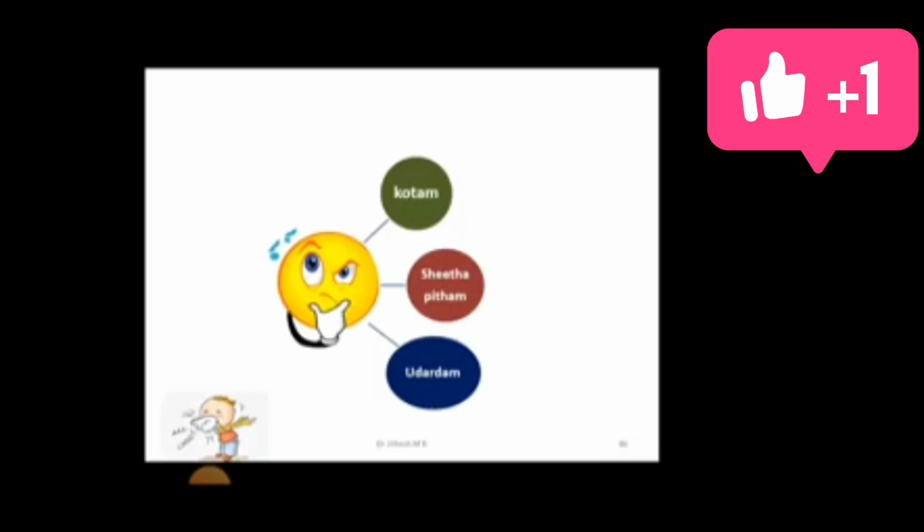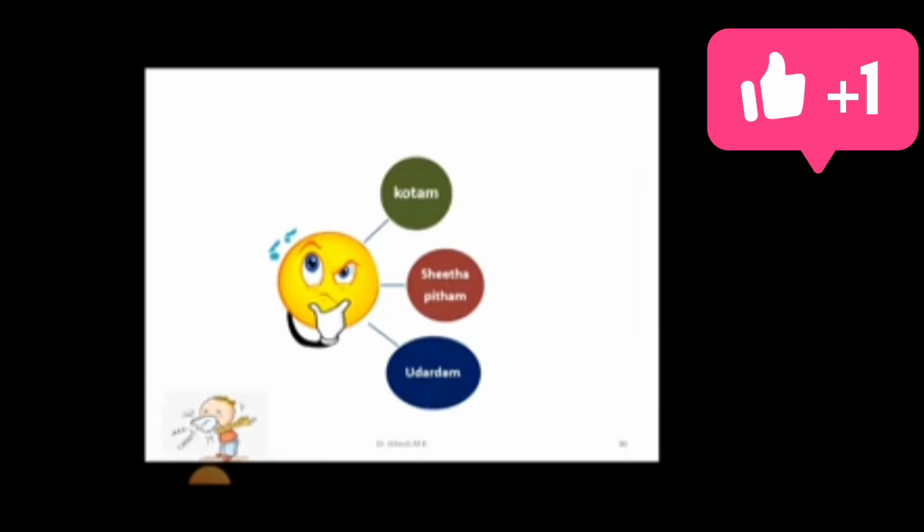So, how can a medicine work when Kotha is Vata predominant, Sita Pitta is Pitta predominant, and Udarda is Kapha predominant? How does a single drug become effective in all the Vata, Pitta, and Kapha? Is it Tridosha Samana? I don't think so. It's not Tridosha Samana, but it has got an action over all the doshas.